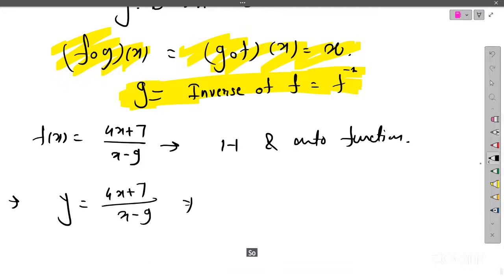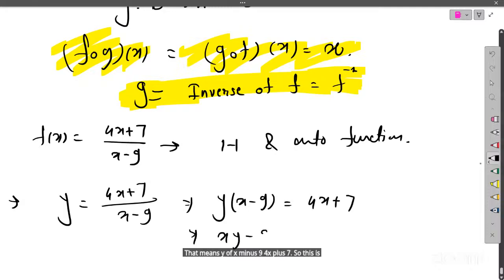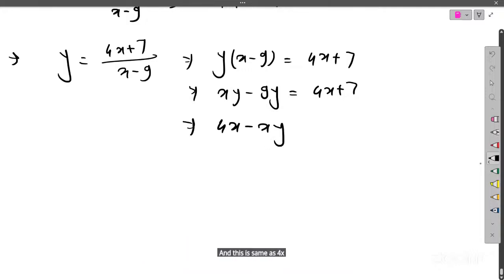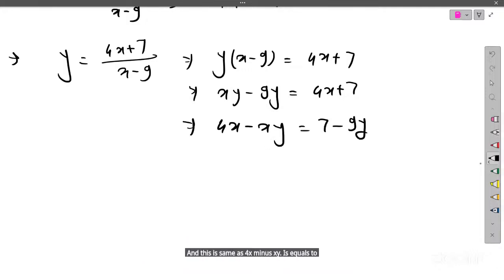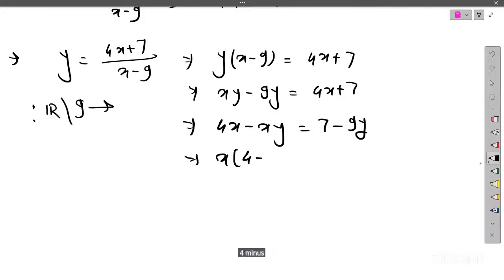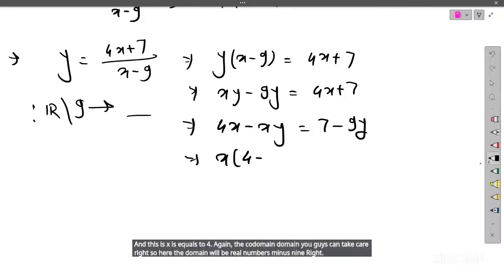So what you can do, you have to express x in terms of y now. That means y times (x minus 9) equals 4x plus 7. This is the same as xy minus 9y equals 4x plus 7. And this is the same as 4x minus xy equals 7 minus 9y. Again, the domain and codomain you guys can take care of, right? So here the domain will be real numbers minus 9, and the codomain will be the whole real numbers, I think you can take.